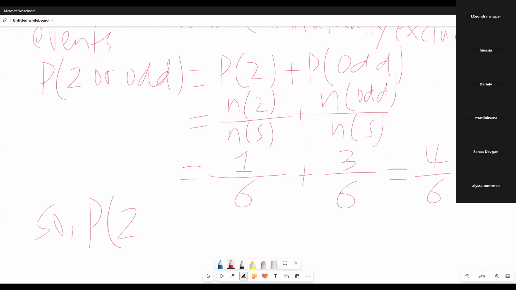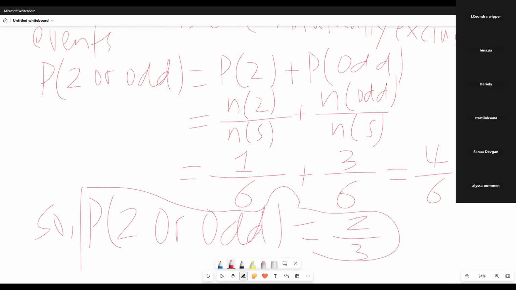So P of 2 or odd would be 2 over 3. Okay, that's how you use the addition rule of probability.